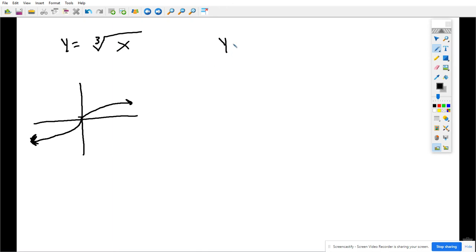So again, what does the standard form look like? a times cube root of x minus h plus k. A, same effects: wider, narrower, flips it. Okay, x minus h, the h inside is going to be a shift left or right, and the k is going to move it up or down.